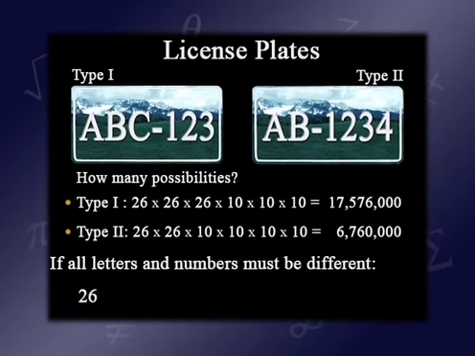We have 26 choices for the first letter, 25 choices for the second letter. I don't yet know what the third item's going to be, so let's skip that third item and go on to the fourth item. For the fourth item, there are 10 choices, because it has to be a number, 9 choices for the next number, 8 choices for the last number, and now we go to item number 3.